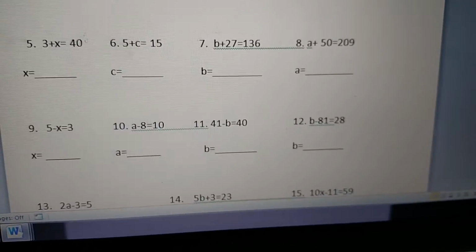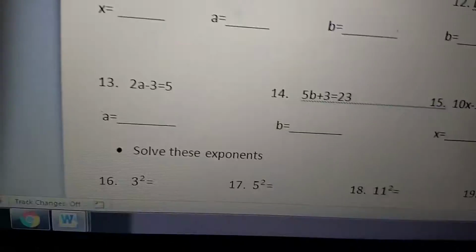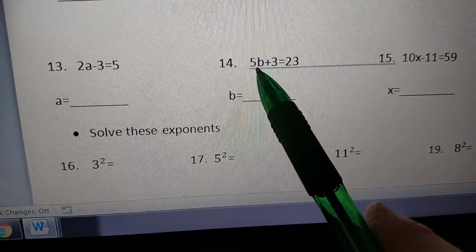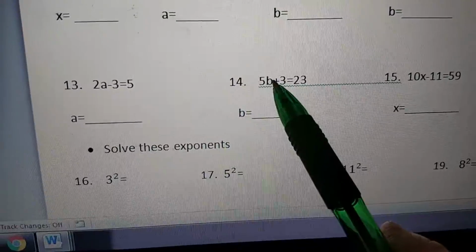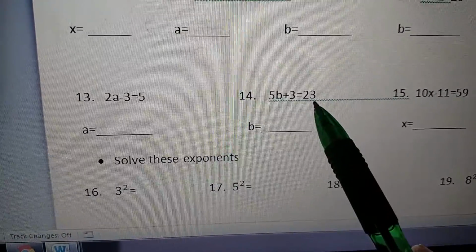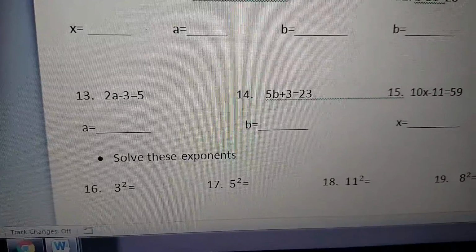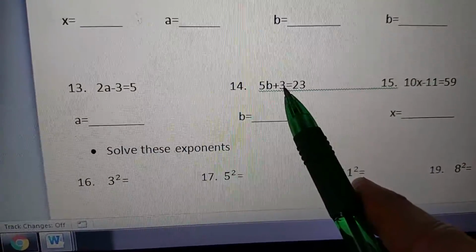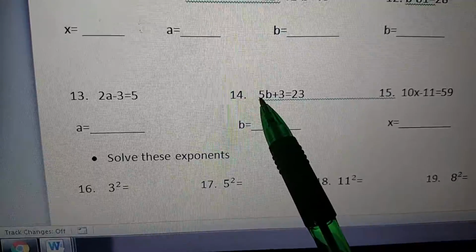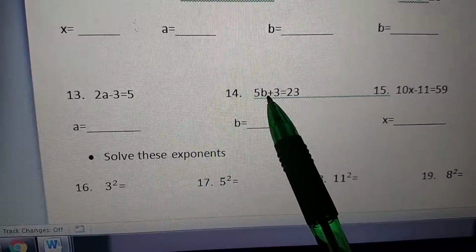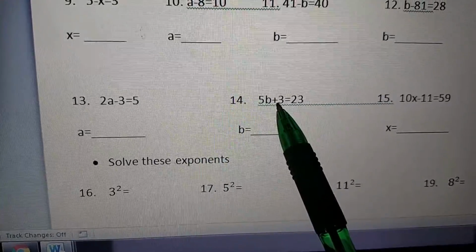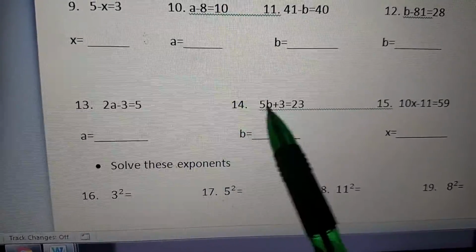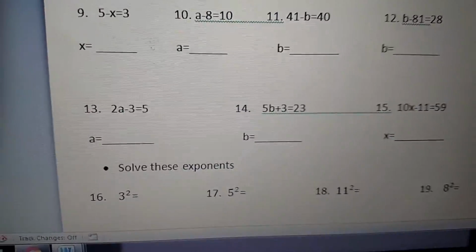So that's what this algebra is all about. Down here you have a couple mixed equations. This one is 5 times something plus 3 gives us 23. You can guess and check if you want to. 5 times 3 is 15, 15 plus 3 is 18, doesn't work. 5 times 4 gives us 20, plus 3 gives us 23. So that B would stand for 4. We did that by just guessing and checking, and it works.